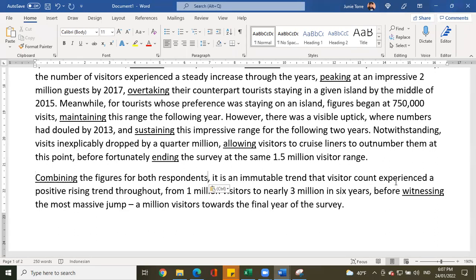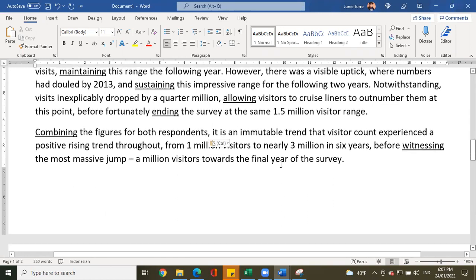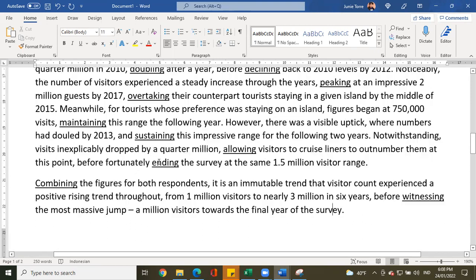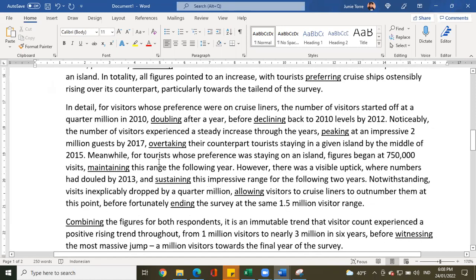So, that's what you call a topicalization in linguistic studies. No? Parang you made it a topic or focalization. It is an immutable trend that visitor count experience a positive rising trend throughout from 1 million visitors to nearly 3 million in 6 years, before witnessing the most massive jump, 1 million visitors towards the final year of the survey. Don't forget the gerund, guys.